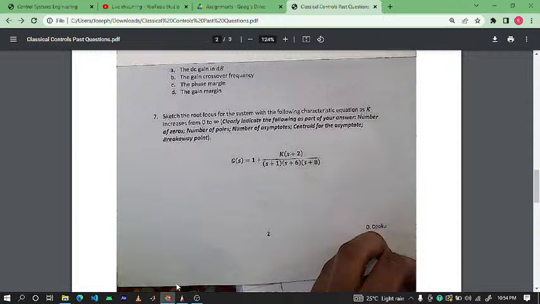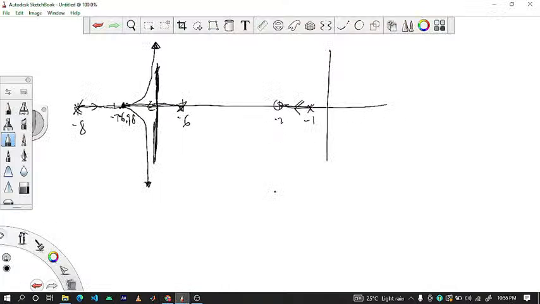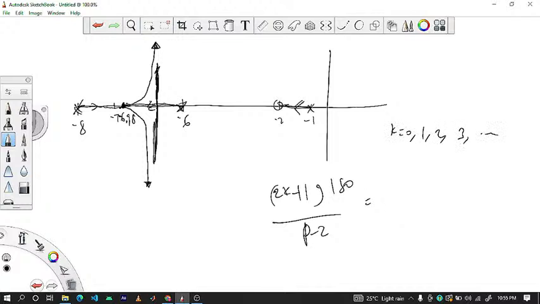Angle of asymptotes is given by 2k plus 1 times 180 over the number of asymptotes, which is given by p minus z. And we said that you put in k equals 0, 1, 2, 3, 4, based on the number of asymptotes you have. Because we have 2 asymptotes, we put in k equals 0 and k equals 1. When you put k equals 0 into this, you get 90 degrees. When you put k equals 1, you get 270 degrees. So that's what gave us this. Our centroid was here, minus 6.5. Our asymptote moves in 90. Second asymptote moves at 270.